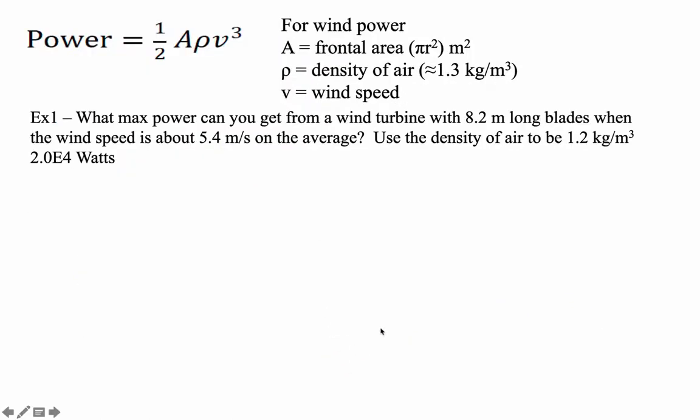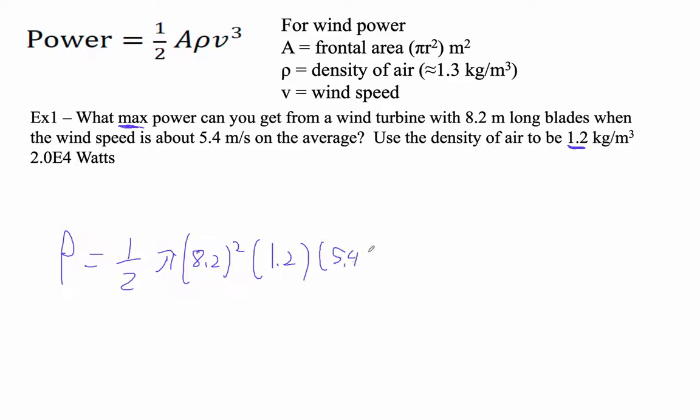Let's look at some example problems. What maximum power can you get from a wind turbine with 8.2 meter long blades when the wind speed is 5.4 meters per second on average? This is the maximum power. Use the density of the air to be about 1.2 kilograms per cubic meter. So let's go. Power is 1/2, the area is pi times the radius, 8.2 squared, the density is 1.2, and our velocity is 5.4 to the third.